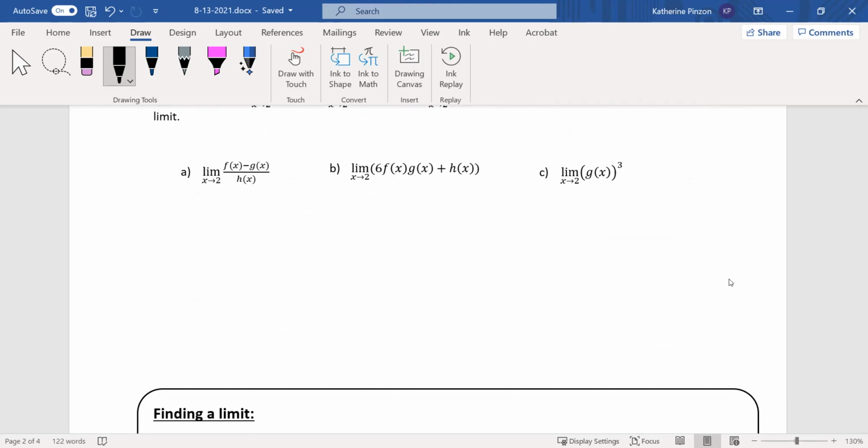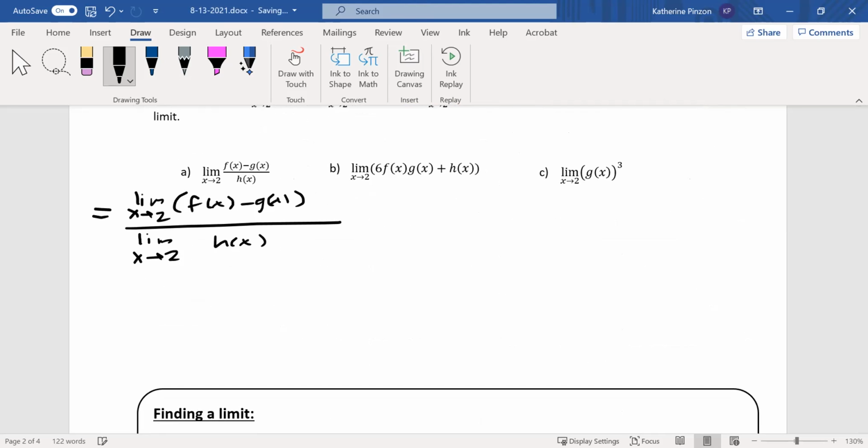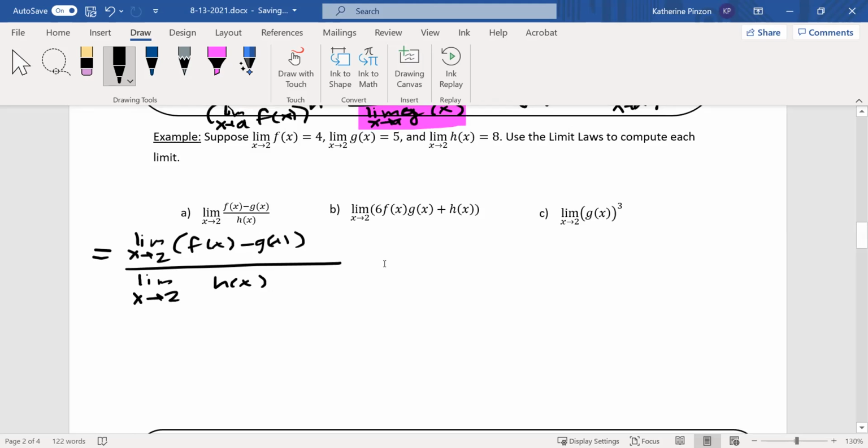So the first one says that I can take this limit and break it into 2 pieces, the limit of the numerator and the limit of the denominator, using the quotient rule, right? So I'm going to start by writing this as limit as x approaches 2 of f of x minus g of x over limit as x approaches 2 of h of x. And I can do that as long as the denominator is not 0. Is this limit in the denominator, this h of x limit, 0? No, it's 8, right? So I can do that, and that's the quotient rule. So let me write over here, quotient.